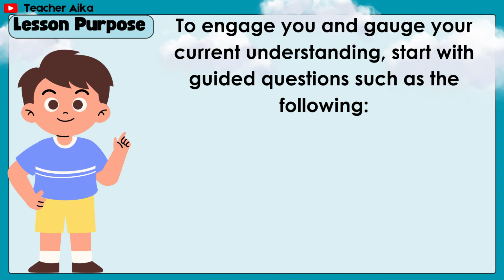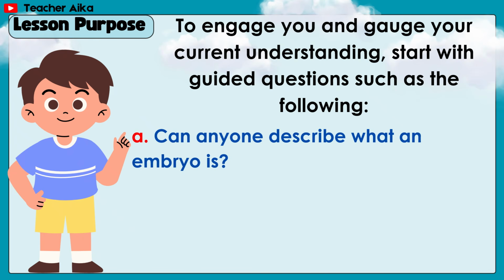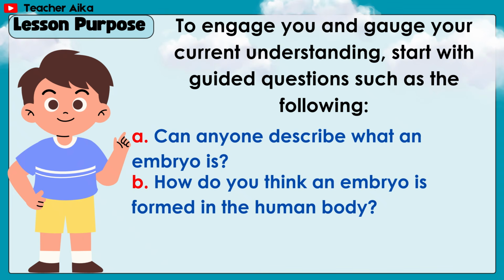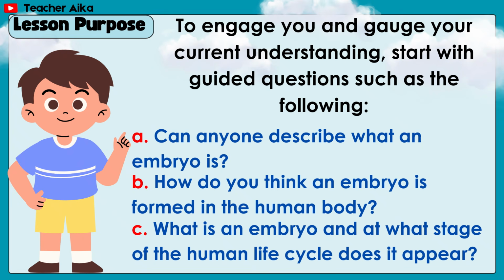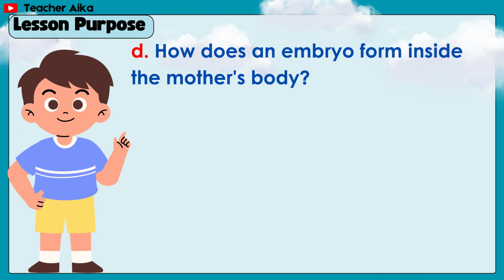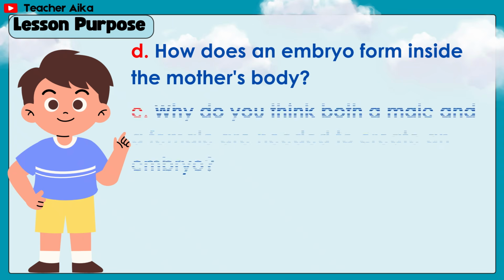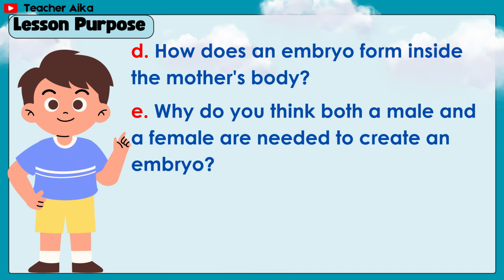To engage your current understanding, start with guided questions such as the following. A. Can anyone describe what an embryo is? B. How do you think an embryo is formed in the human body? C. What is an embryo and what stage of the human life cycle does it appear? D. How does an embryo form inside the mother's body? E. Why do you think both a male and a female are needed to create an embryo?